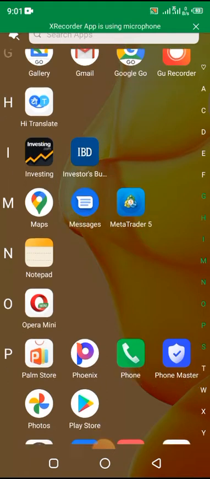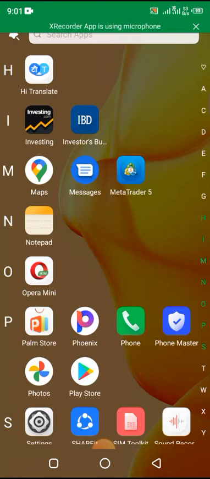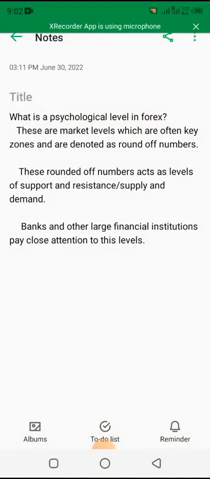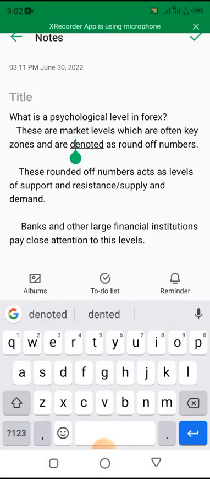So let me first go to the notepad and explain something to you guys. What is a psychological level in forex? These are market levels which are often key zones and are denoted as round off numbers. These rounded off numbers act as levels of support and resistance, or supply and demand.